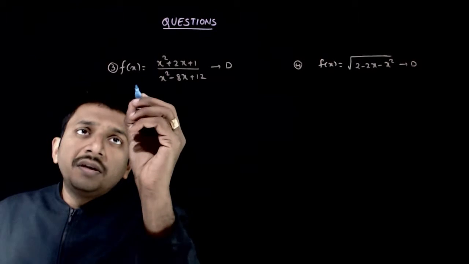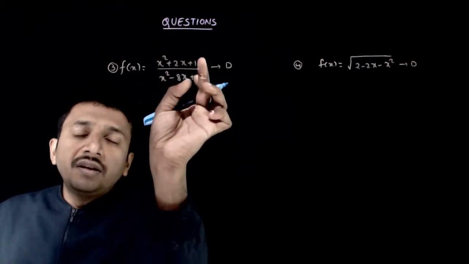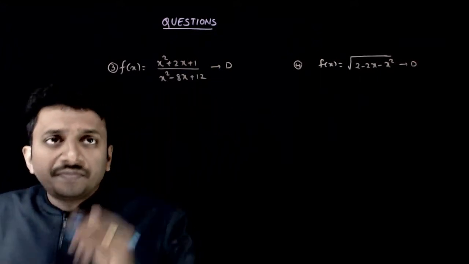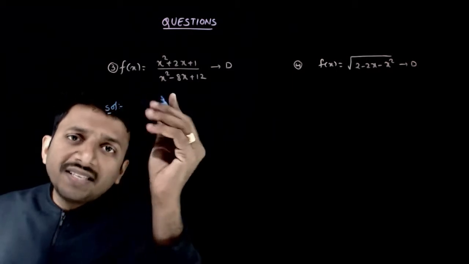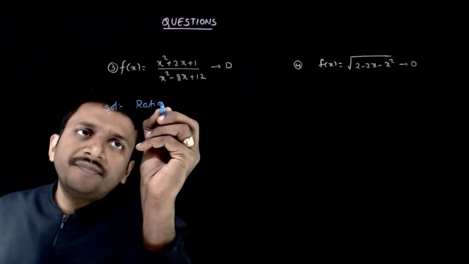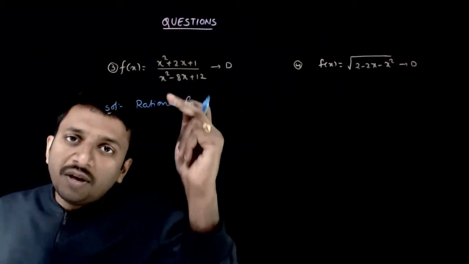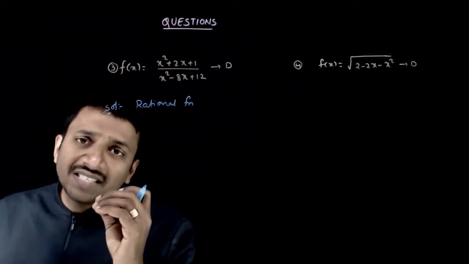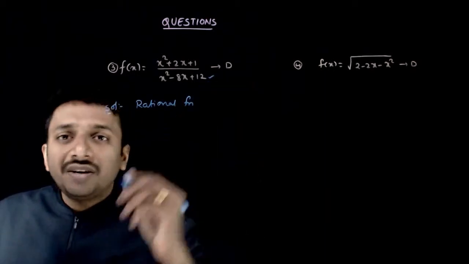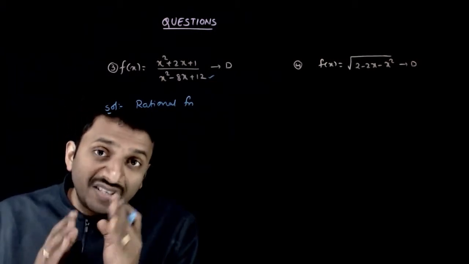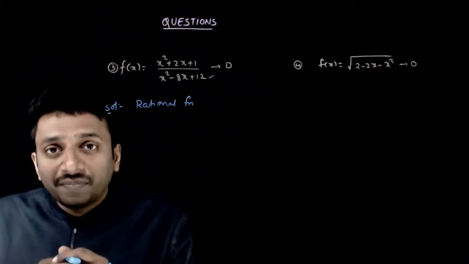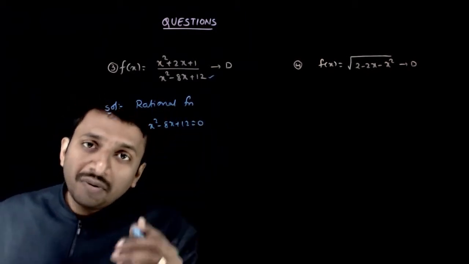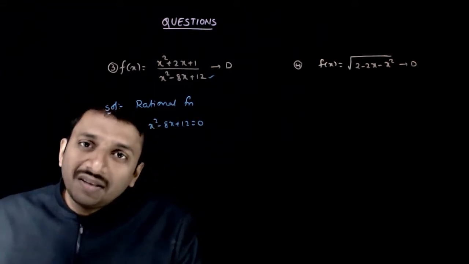In this question, you're asked to find the domain of the function f of x is equal to x square plus 2x plus 1 by x square minus 8x plus 12. This is an example of a rational function, right? Because you have a polynomial by polynomial. We know that a rational function will be defined as long as the denominator is not equal to 0. If the denominator is equal to 0, then this function will have a problem. So let us see where the denominator is equal to 0, and we'll remove these numbers from the real number set. That will be the domain.